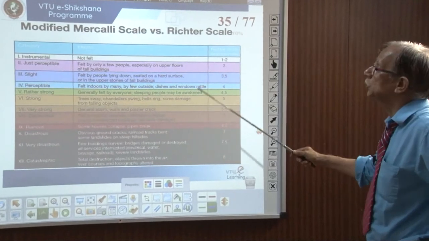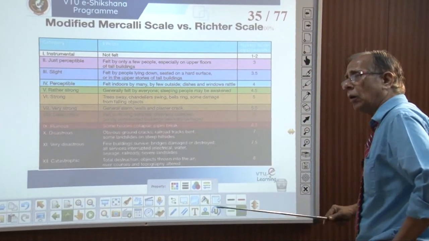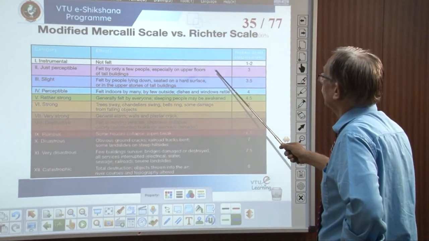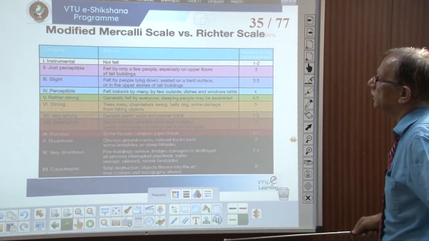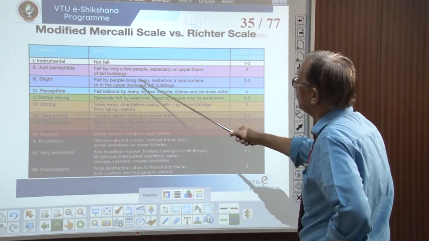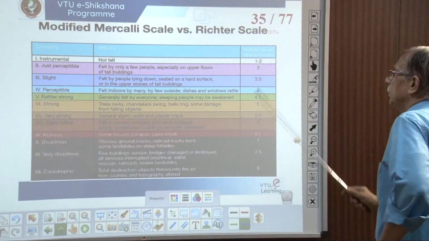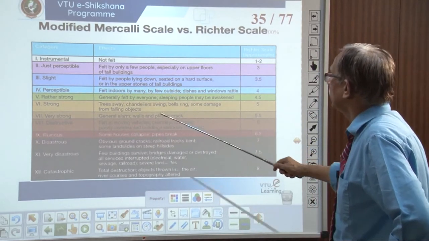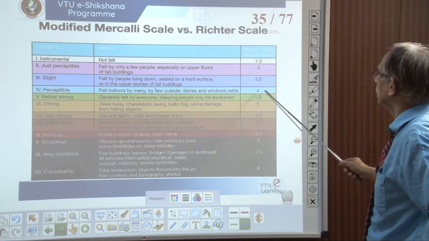So, instrumental means only an instrument can record. On the Richter scale, if it is 1 to 2, we do not feel it at all. Just perceptible is felt by only a few people, not everybody. Especially on the upper floors of a tall building people feel it, while those on the ground floor may not feel it at all. It is Richter scale 3. Similarly, a slight earthquake, Richter scale 3.5, is felt by people in sleep, seated on a hard surface, or in the upper stories of a tall building, not everybody. Perceptible, felt indoors by many and by few outside, dishes, windows, even a fan, material on the table, we feel it, that is Richter scale 4.